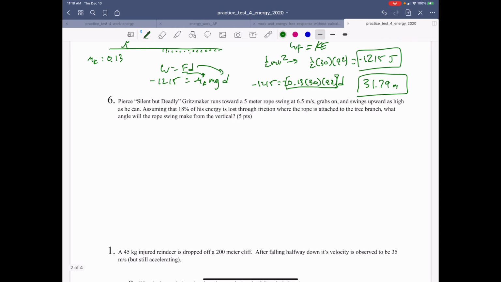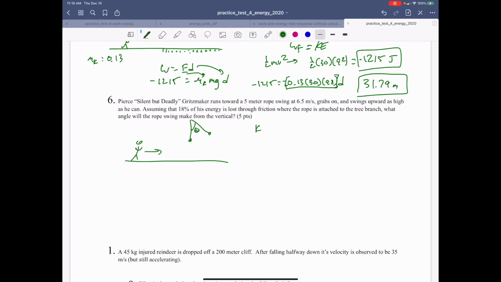Pierce runs towards a 5-meter rope swing at 6.5 meters per second. Grabs on and swings upward as high as he can, assuming 18% of energy is lost through the friction. What angle will the rope make? Okay, another good time for a picture. So here is the theta that we're trying to find.